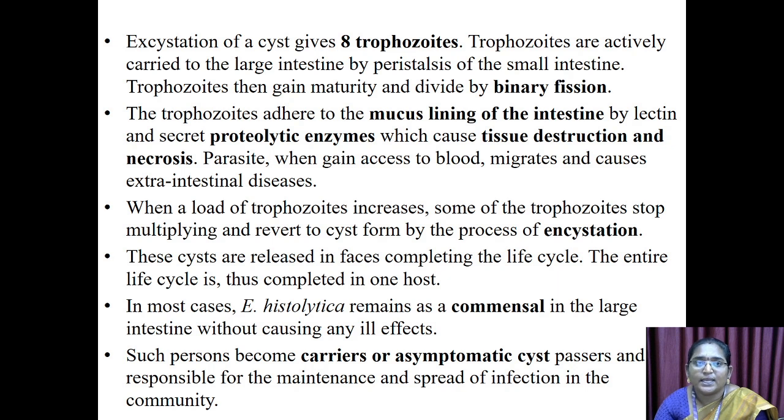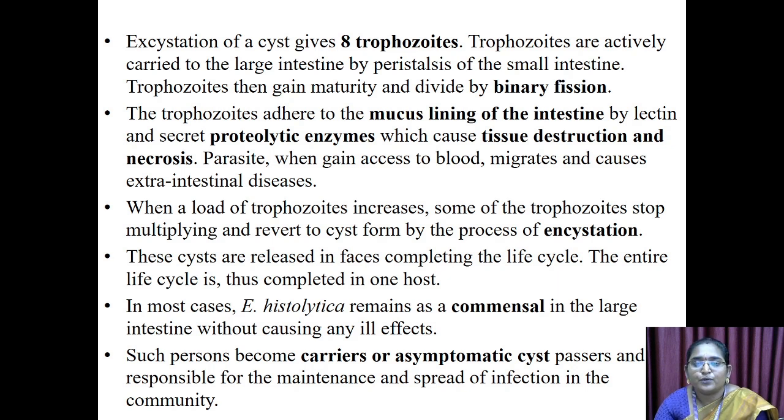Trophozoites are passively carried to the large intestine by peristalsis of the small intestine. Trophozoites then gain maturity and divide by binary fission. The trophozoites adhere to the mucous lining of the intestine by lectin and secrete proteolytic enzymes, which cause tissue destruction and necrosis. The parasite, when it gains access to blood, migrates and causes extra-intestinal diseases.